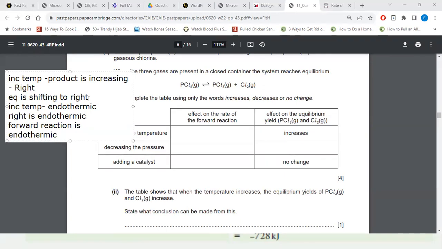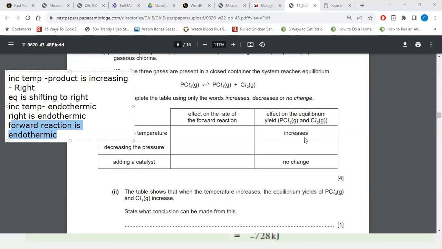This was the slightly tricky portion where normally they would tell you if the forward reaction is endothermic or exothermic, and then they ask you, okay, what will happen if I change the temperature? This time they made you think backwards. They said, we will give you the answer and you figure out the question. That's basically what they did, right? So they told you the answer. Okay, if I increase the temperature, the product will increase.